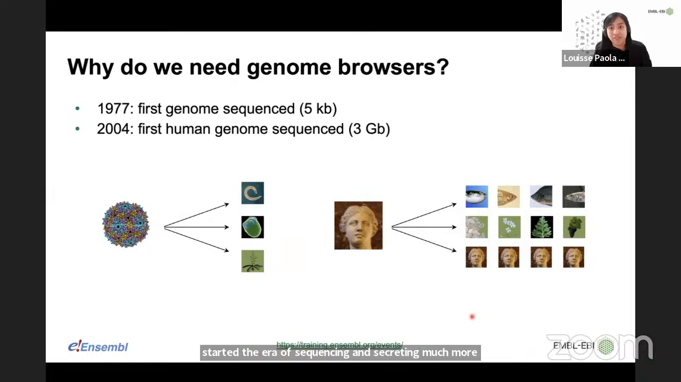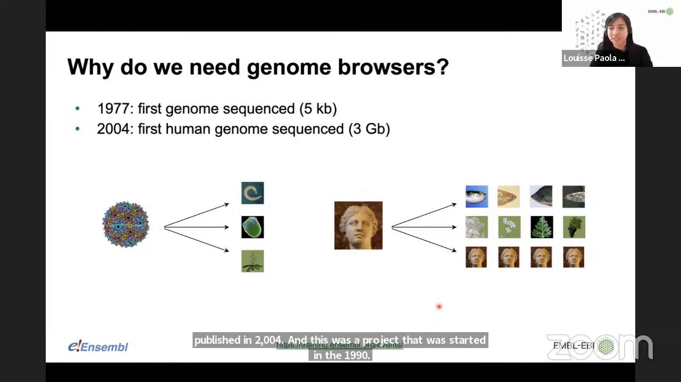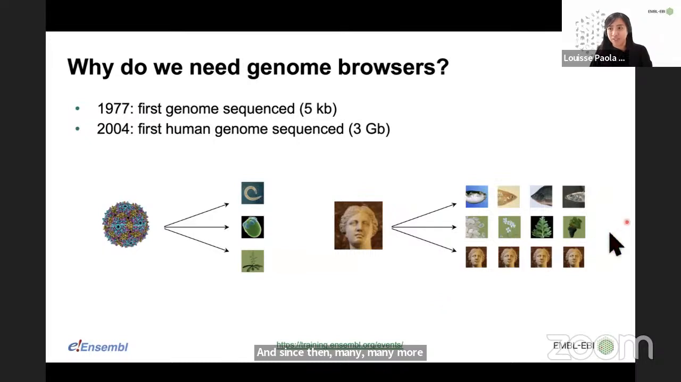So the very first draft of the human genome, for example, was published in 2004. And this was a project that was started in the 1990s. And since then, many, many more organisms have been sequenced. Today, we can sequence an entire human genome in a matter of days. So we've come a very long way.